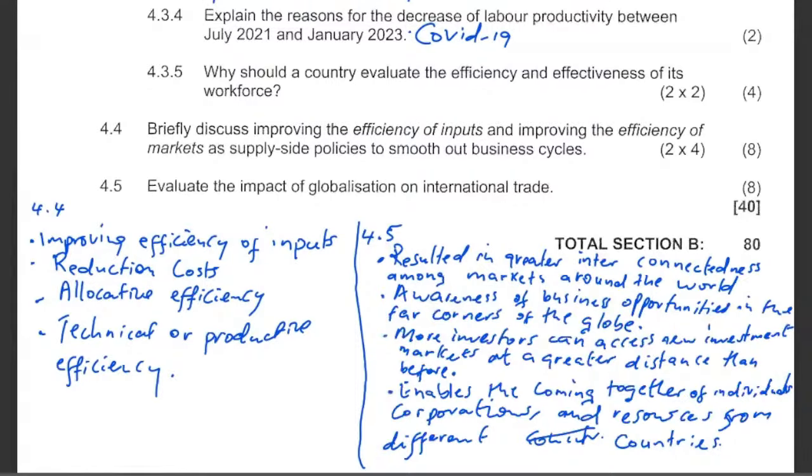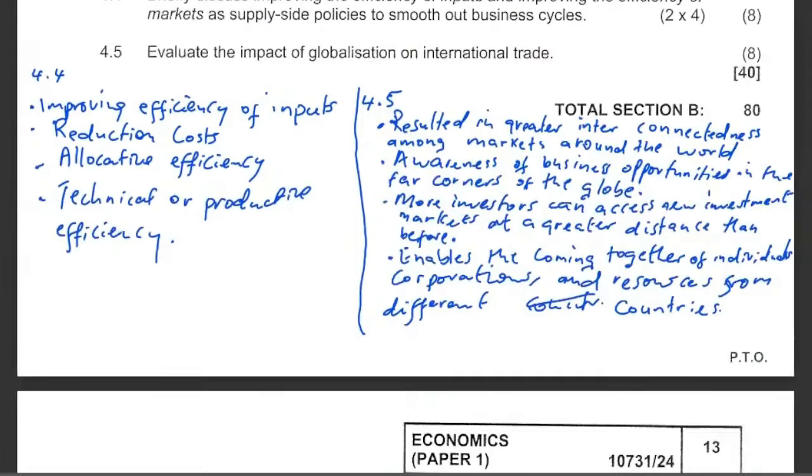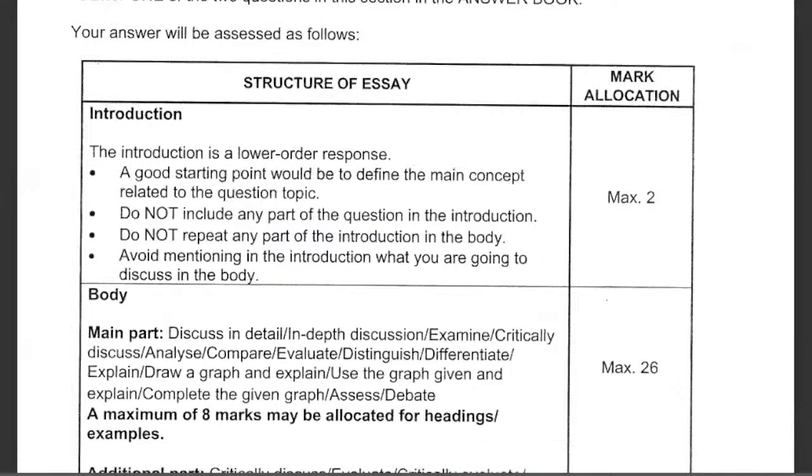So now let's move on to the last section of the question paper, section C. So now choose one question. As I did explain, you're expected to choose one question under this, and you have to have your introduction of 2 marks, the body of 26 marks, and also an additional part of 10 marks, as well as the last conclusion of your essay.